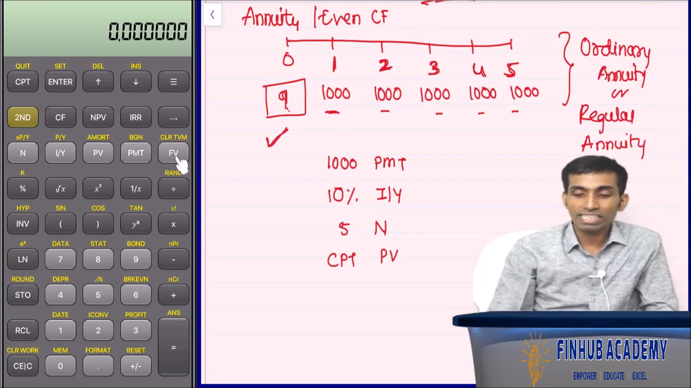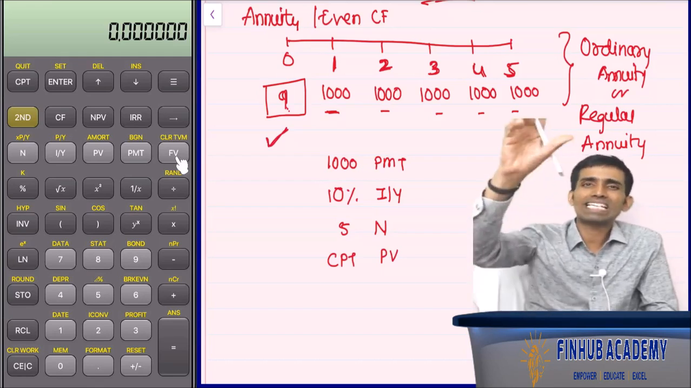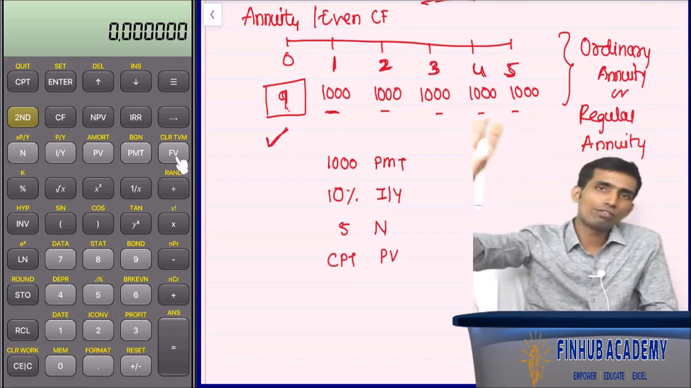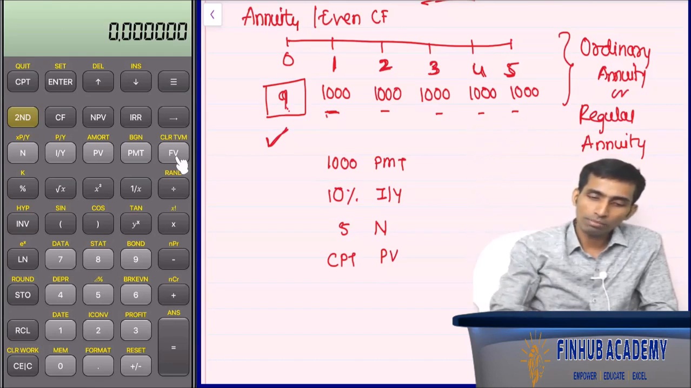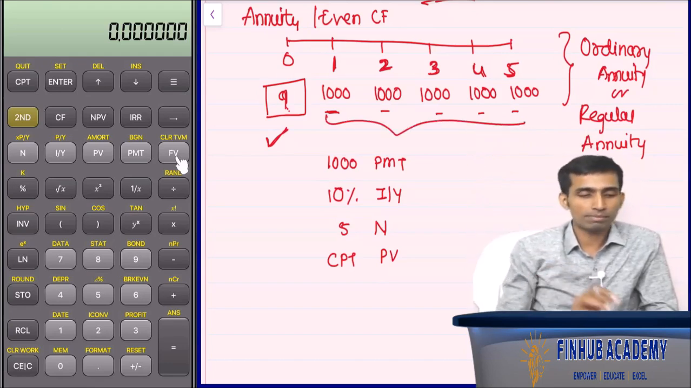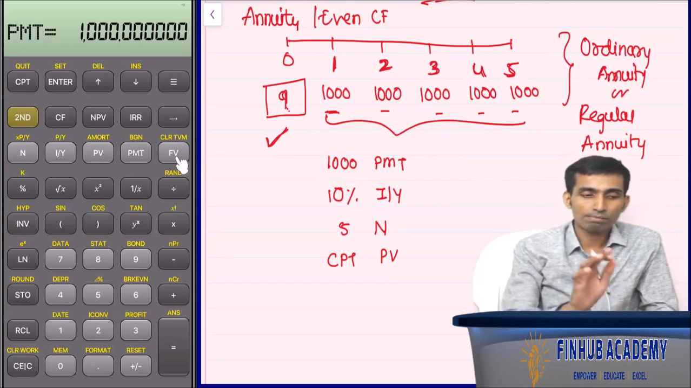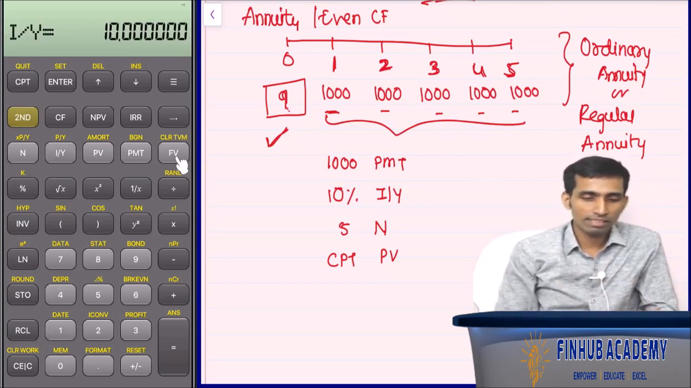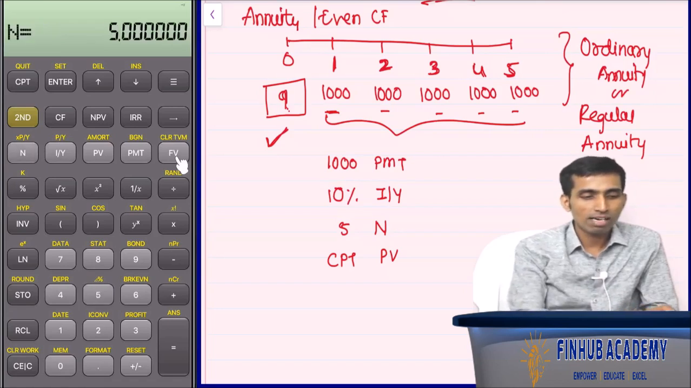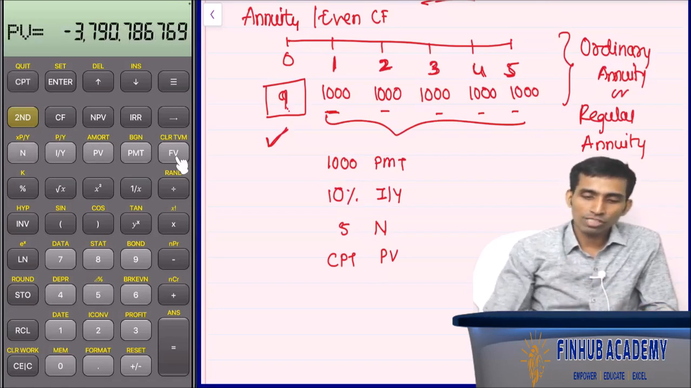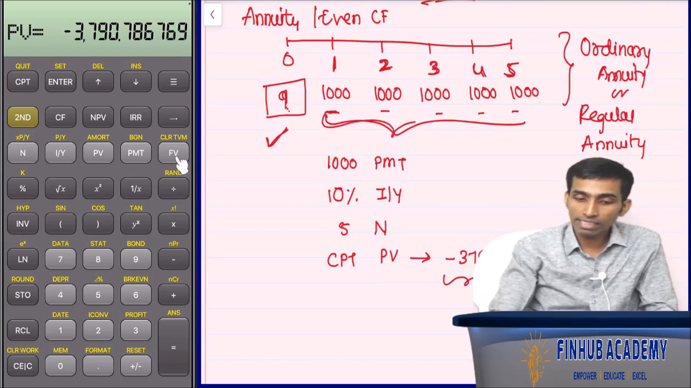Because I want to calculate today's value, I will compute PV. Here the future value is 0, meaning at the end there is nothing. These are all PMTs. So, second TVM, again 1000. This is my inflow, so it is plus, correct? 10 I/Y, 5 N, compute PV. If you check, your PV is negative, minus 3790. So this is my outflow and these are my inflows.